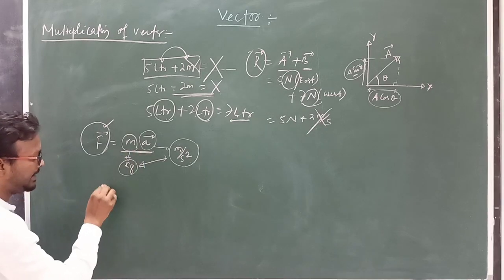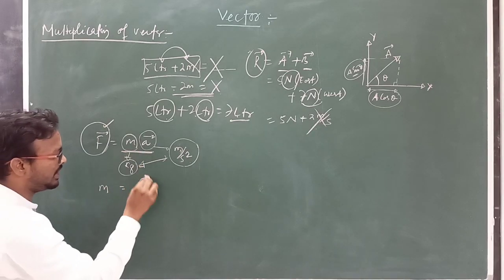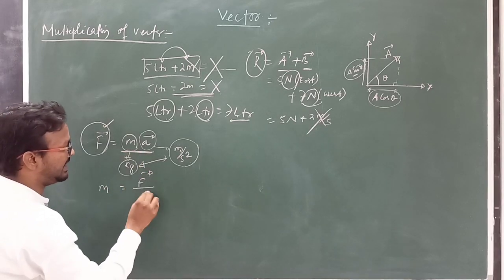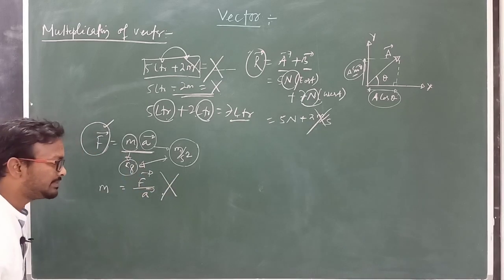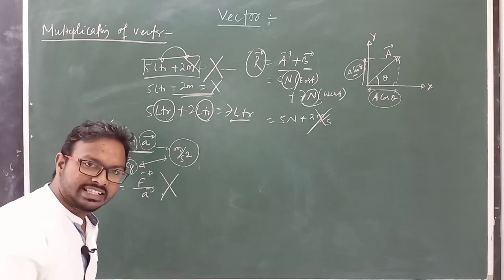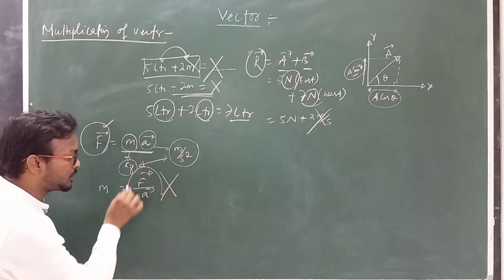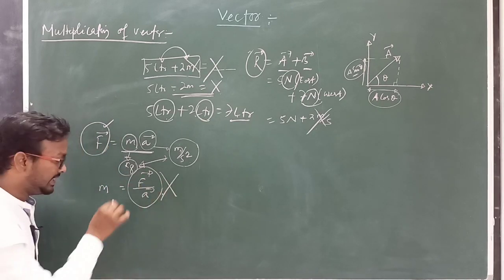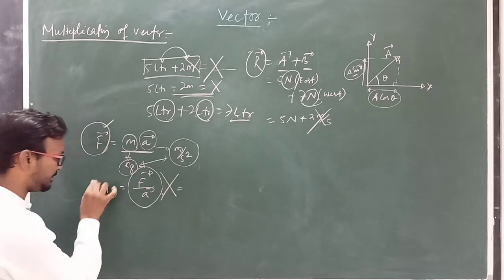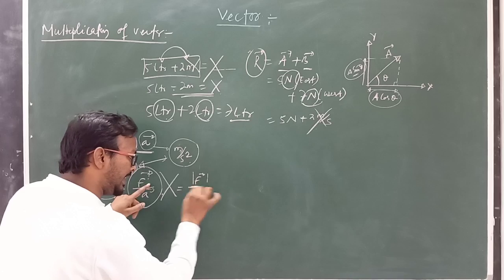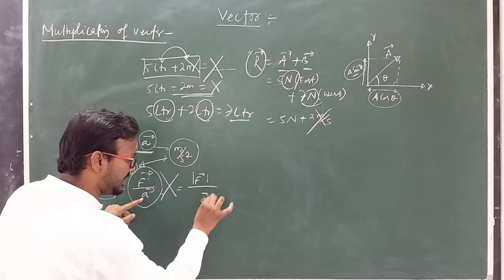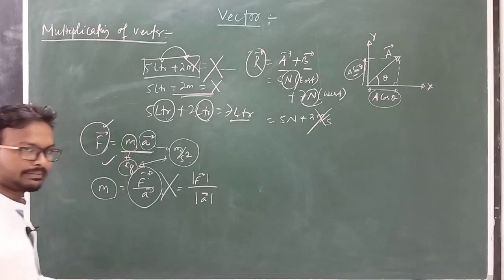Clear? And mathematically you can write m equal to F vector divided by a vector, which is meaningless. Why? Because in vector algebra division of two vectors is not possible, so this form can be written as magnitude of F vector divided by magnitude of a vector, like this.